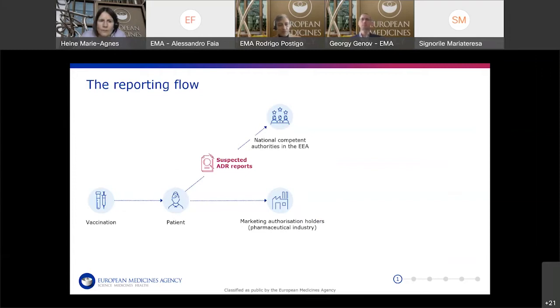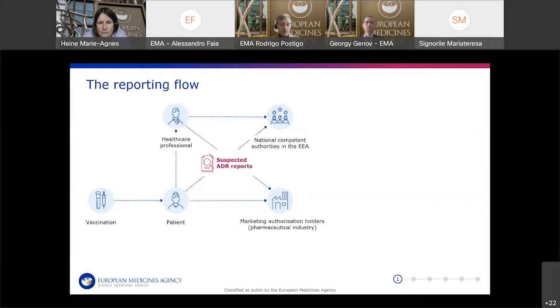I'm going to show you here the reporting flow in order to better understand how we get the side effect cases in EudraVigilance. I will use examples with the vaccines because I understand this is the main topic of interest at the moment, but everything can be applied to any medicinal product authorized in the Union. So let's imagine that after vaccination, a patient experienced some suspected adverse drug reactions. The patient can report those reactions to the national competent authority in the member state where the reaction occurred, or the patient can decide to submit those reports directly to the marketing authorization holder of the vaccine, in this case the pharmaceutical industry.